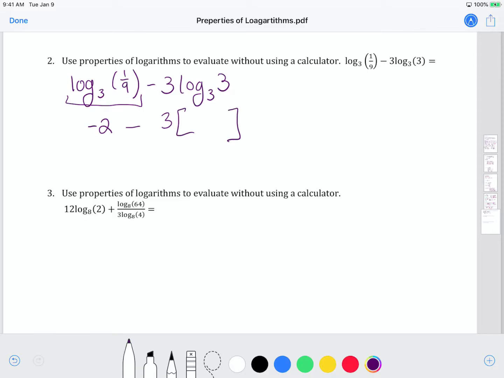Now I'm going to figure out what log base 3 of 3 is. So log base 3 of 3 is asking me, what does my exponent need to be? If I take 3 to what power to give me 3? It would have to be 1. 3 to the first power would give me 3. So now I can clean this up. I have minus 2, minus 3, and my final answer would be minus 5.